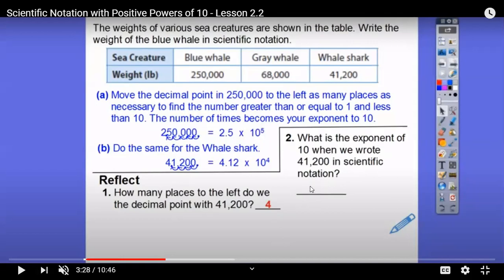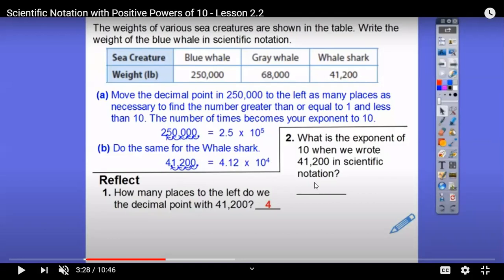I'm looking for only the exponent. Back to the question, it was 41,200. When I start to count 1, 2, 3, 4, then stop. So we have 4.12 times 10 to the power of 4. This is what I'm looking for. So here the answer will be equal to 4.